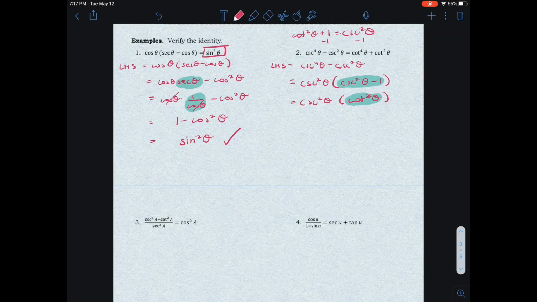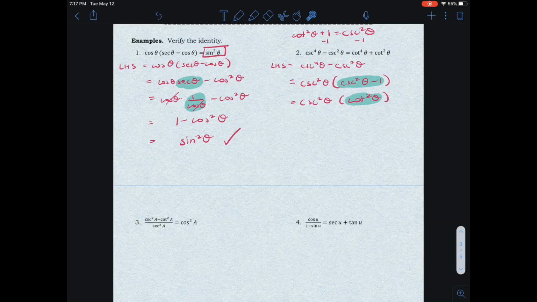Now at this point, I'm kind of stuck because I'm looking at what I have and I'm wondering, how the heck am I going to end up with cotangent to the 4th of theta plus cotangent squared of theta? So a lot of times you might have to pause along the way and just think about what you have and what your goal is. Now the fact that I have everything written in terms of cotangent though gives me an idea. It tells me that I have to do something with this, right? Because the only trig function I want to see in my final answer is cotangent.